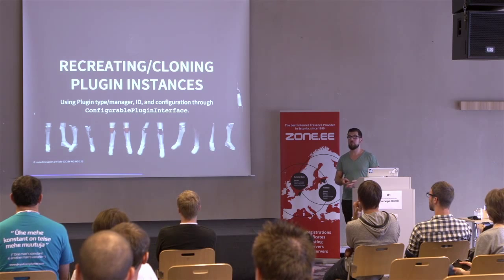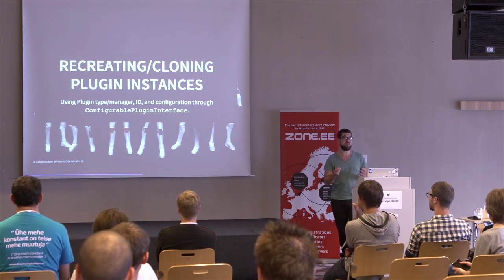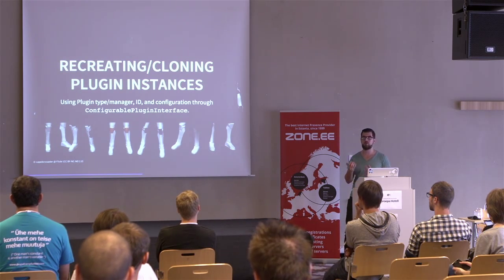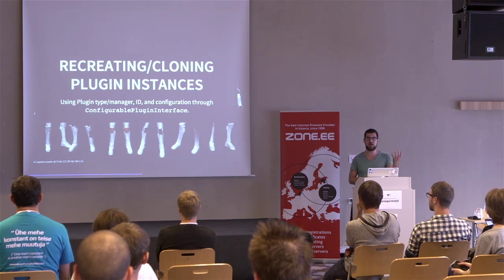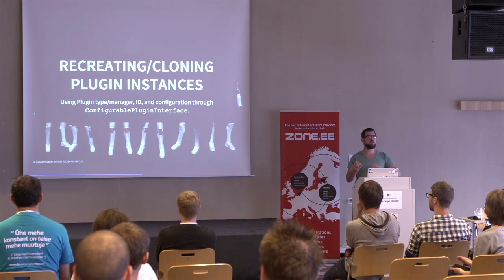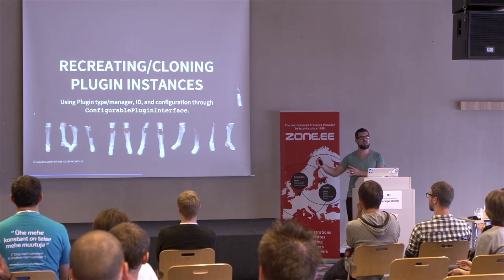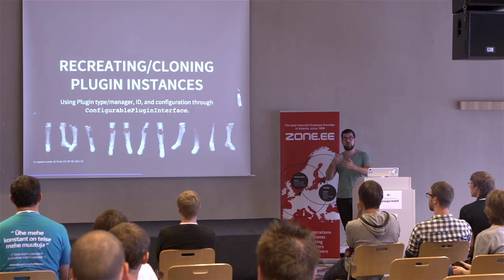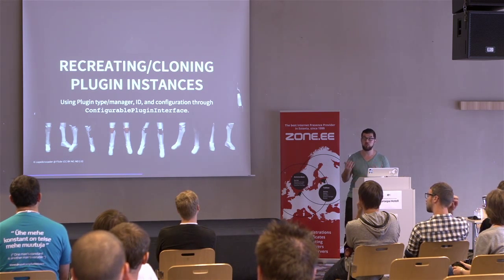You need to know the plugin type, which in Drupal core basically means you have to have the plugin manager, because we have no discovery for plugin types in core. There's a module that does it, but not in core. So once you have the manager, and you have the ID and the configuration, you can recreate a plugin instance that should behave pretty much the same as the other one. Depends a little on how the plugins have been built, but in most cases this works.